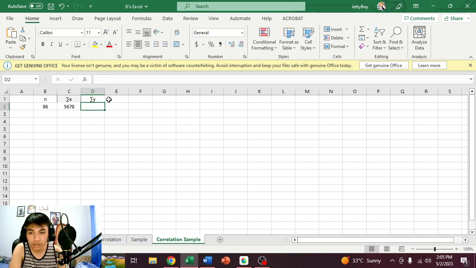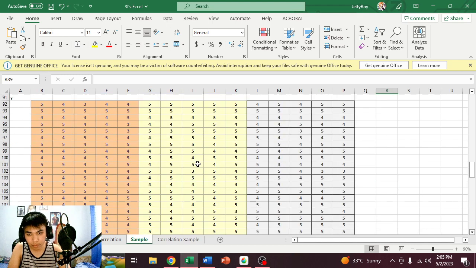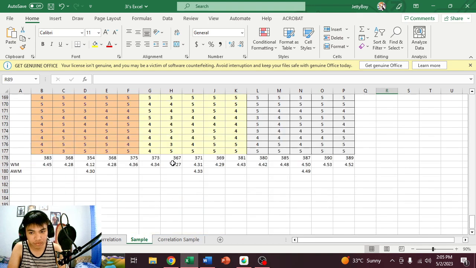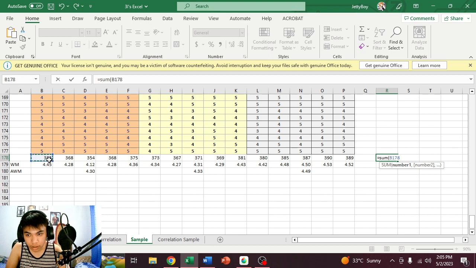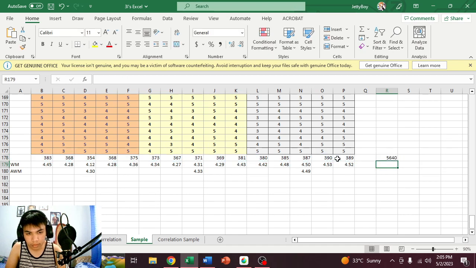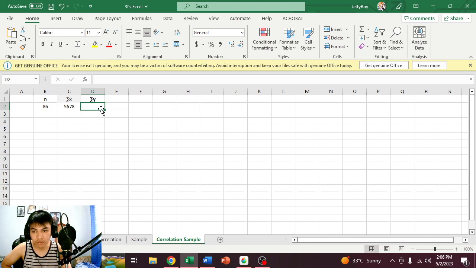The summation of y is we just add all these values. Same with the summation of x. Sum parentheses all of these. Okay, so 5640 is the summation of y.